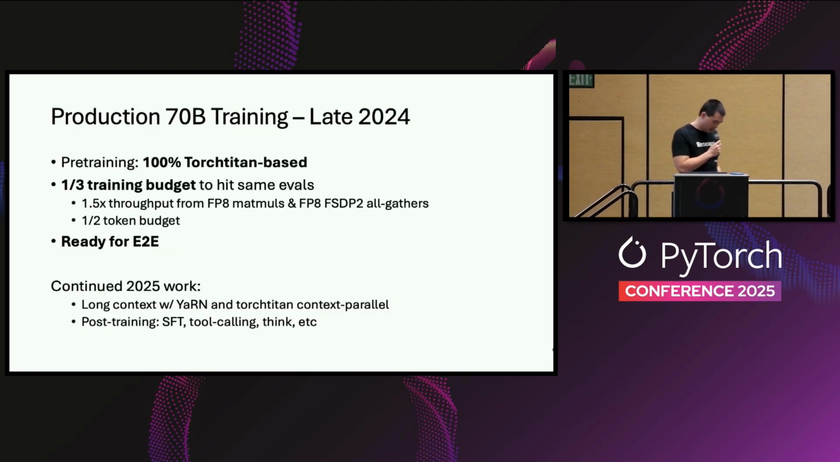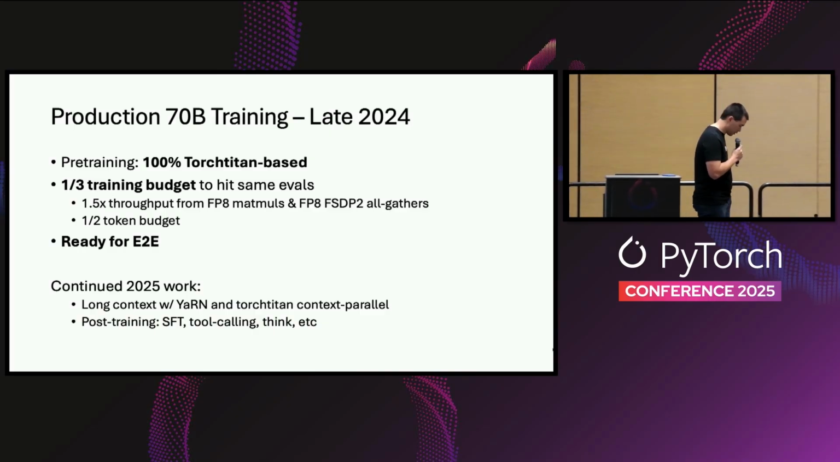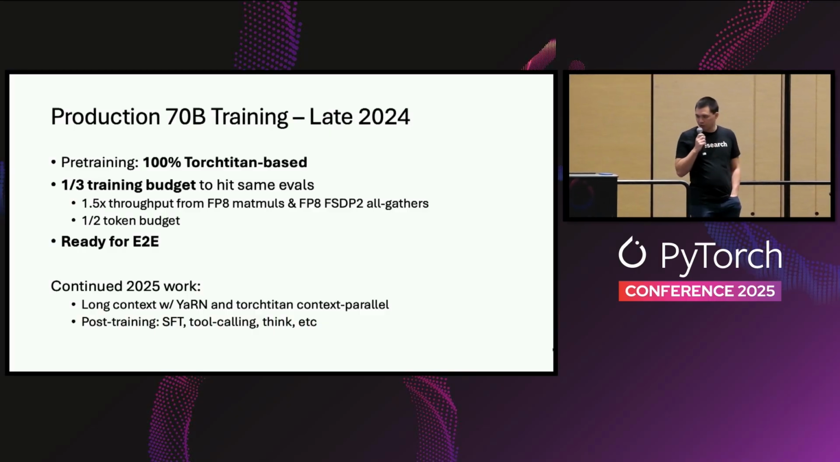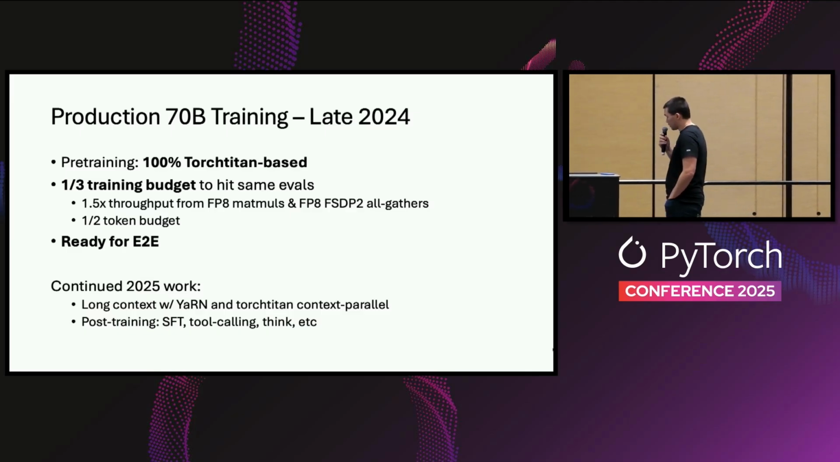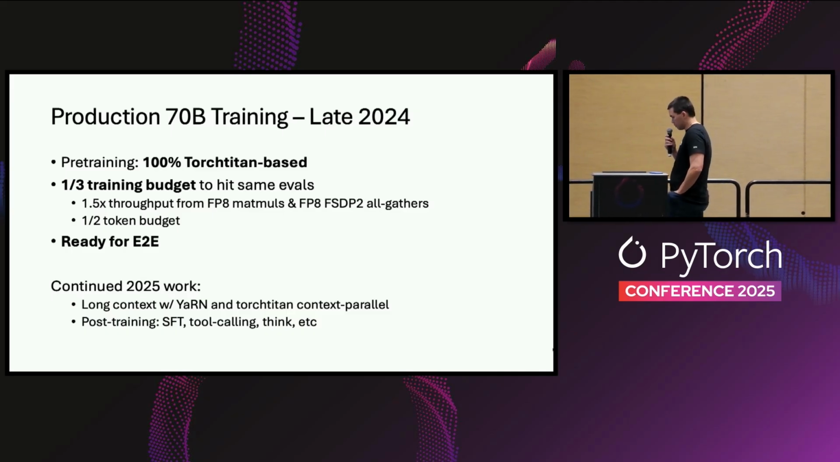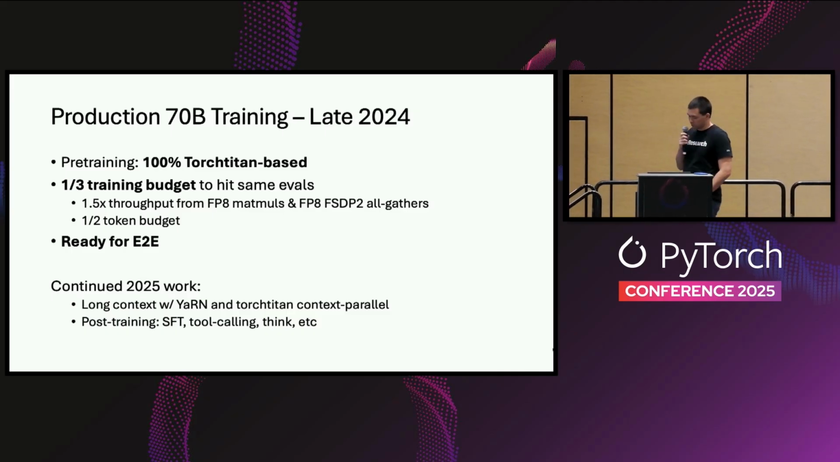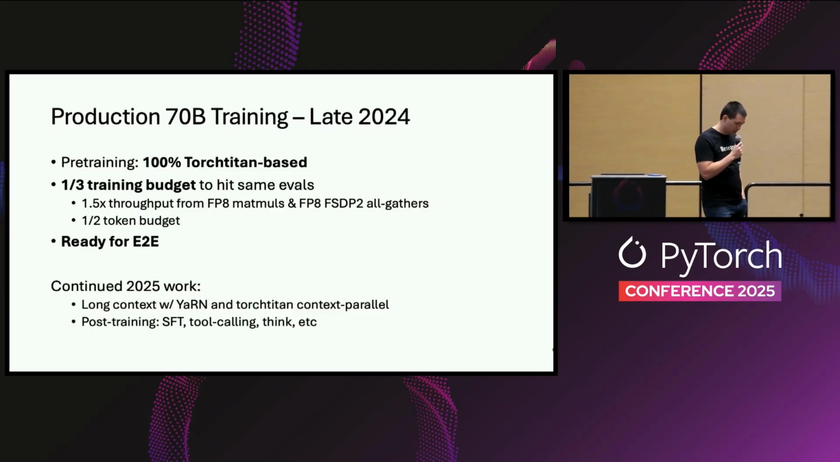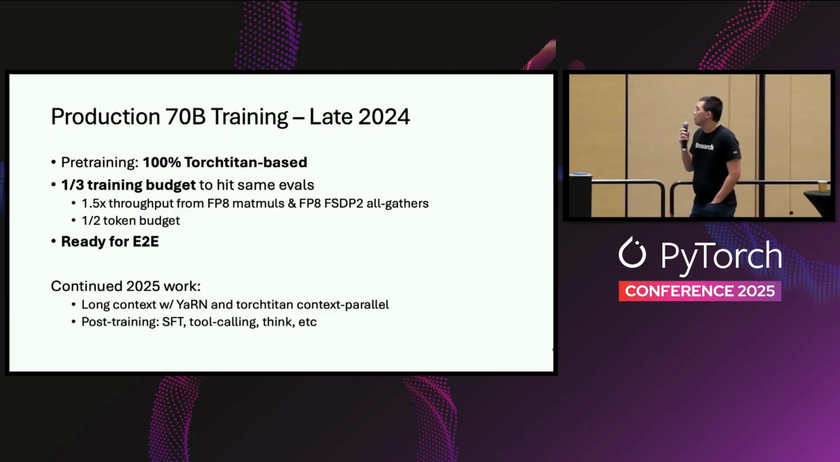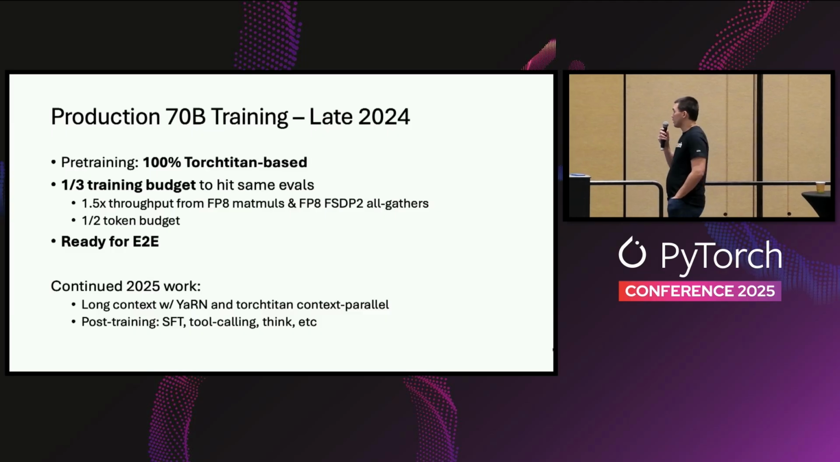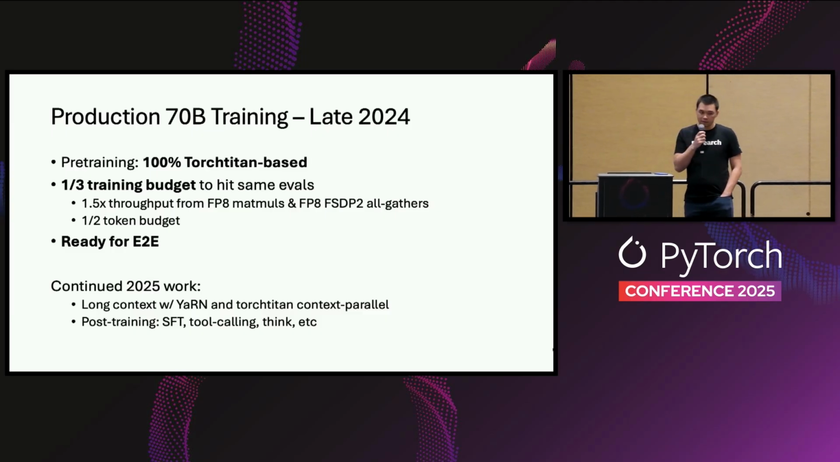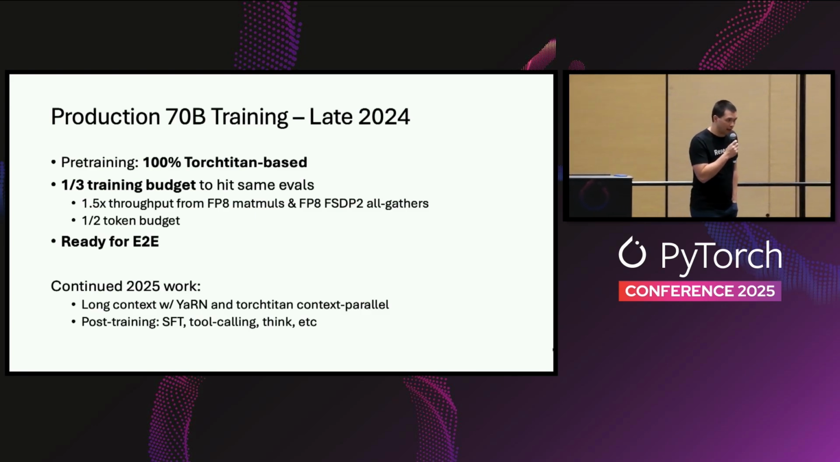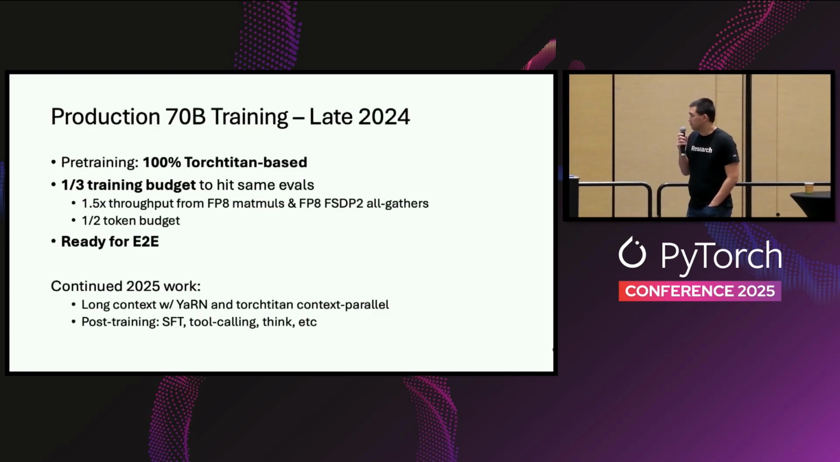Okay, so in late 2024 is when our actual full-scale pre-training run was kicked off. So again, 100% based on TorchTitan. It really uses mostly stock TorchTitan with a few of those quality of life improvements that we talked about. And the main takeaway is that we were able to get to the same 7 dB evaluations in a third of the GPU hours using TorchTitan.